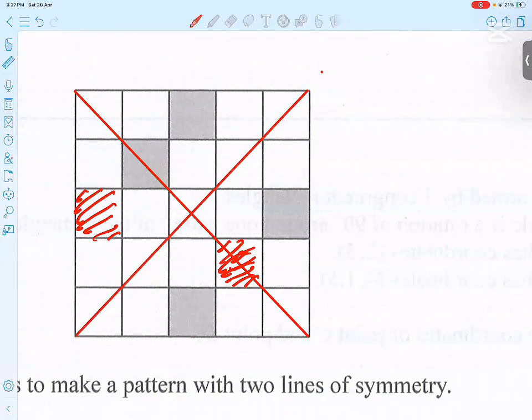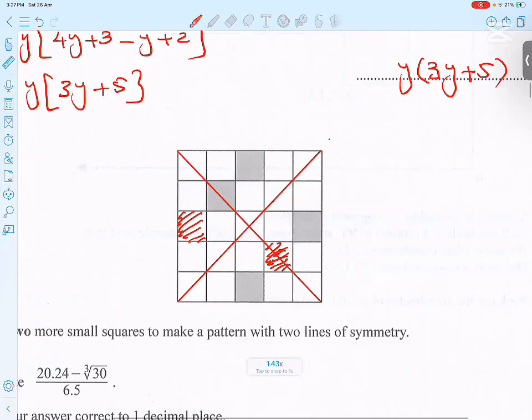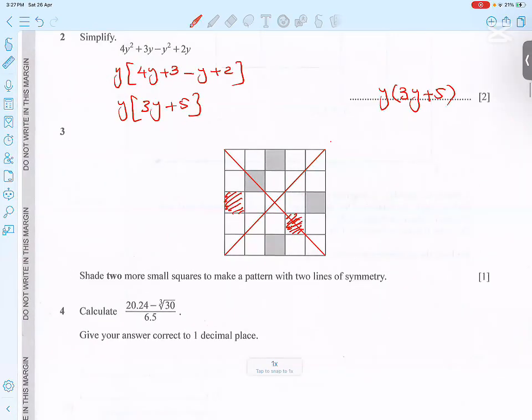So it means we have 2 lines of symmetry. And he was asking us to shade 2 more boxes. The lines are not compulsory to make it. This is just for the sake of your understanding. These two shaded squares, you have to shade more.